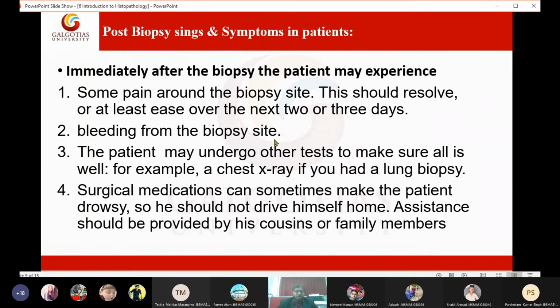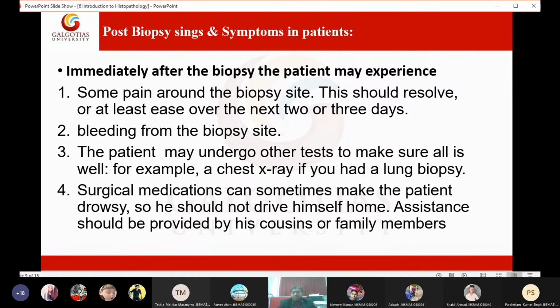Next, this should resolve over the next 2 or 3 days. That pain will ease within 2 to 3 days. You can use a painkiller under the doctor's treatment. That is also based upon the biopsy taken, whether bone marrow, punch biopsy, or colposcopy biopsy, it depends on the technique, and it will take a minimum of 3 days. Next, bleeding from the biopsy site. It's a general sign. If you damage your skin even a little, there will be bleeding. You should remember that point.